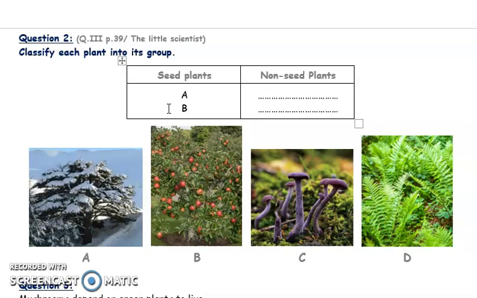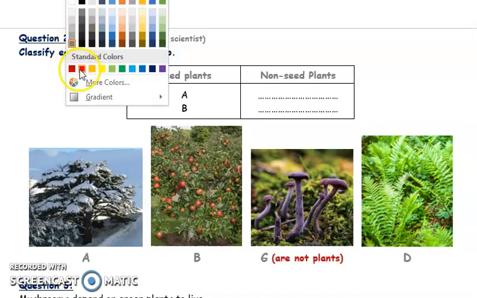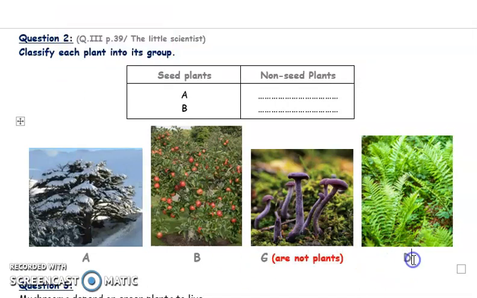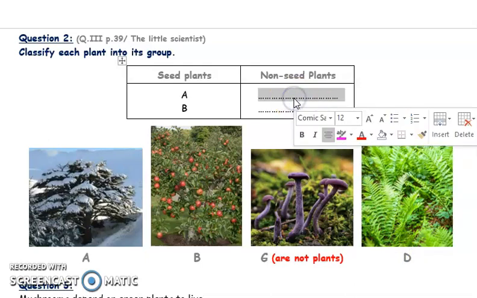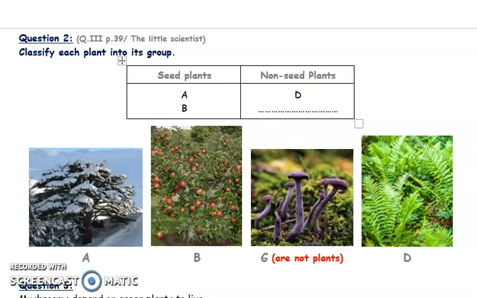What about C? C shows mushrooms or fungi. Fungi do not reproduce by seeds, but by spores. But here they are asking us about plants, and fungi are not plants, so I'm going to cross it. Fungi are not plants. And D is none.